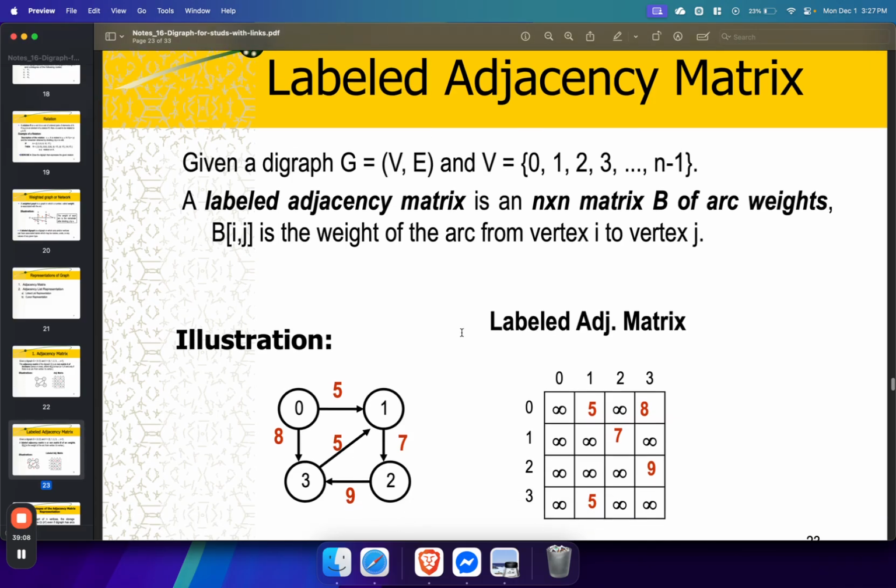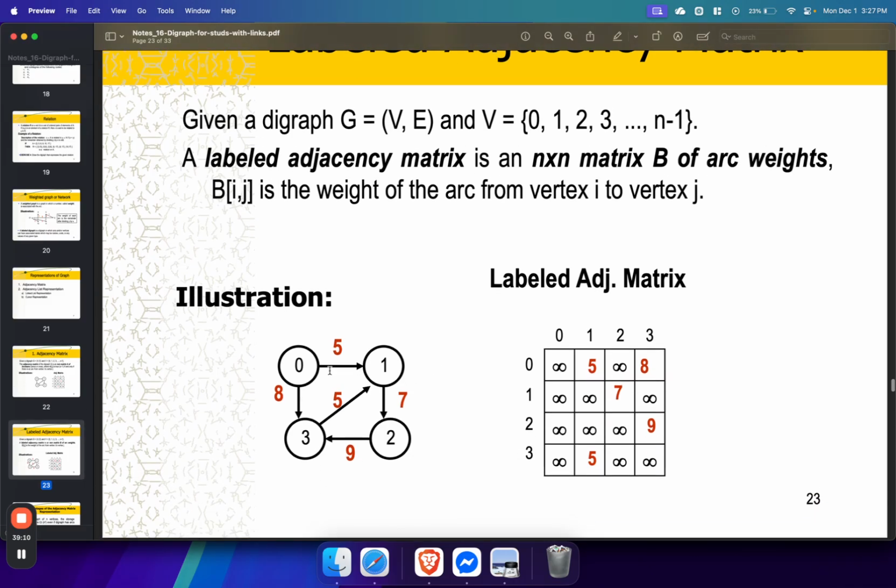So take a look at this drawing. From 0 to 1, the weight is 5. From 0 to 3, the weight is 8. From 1 to 2, the weight is 7.